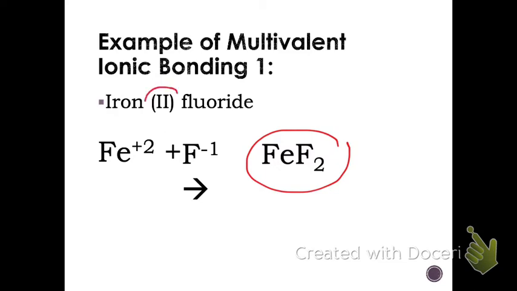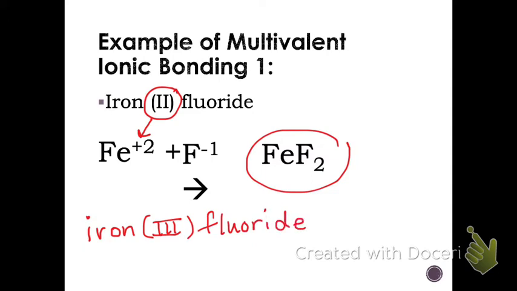So this 2 is telling me what this charge is. So if I had iron 3 fluoride, this isn't in your notes, but just to compare, that would mean that iron has a +3 charge. And it would have a different formula. So it would be 3 fluorines. So it would be FeF3. So the first one is iron 2 fluoride. The second one is iron 3 fluoride.